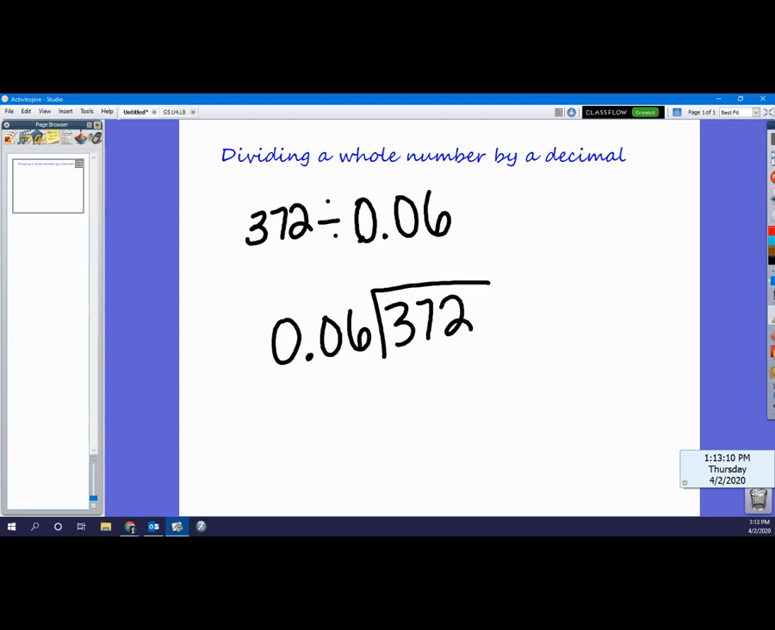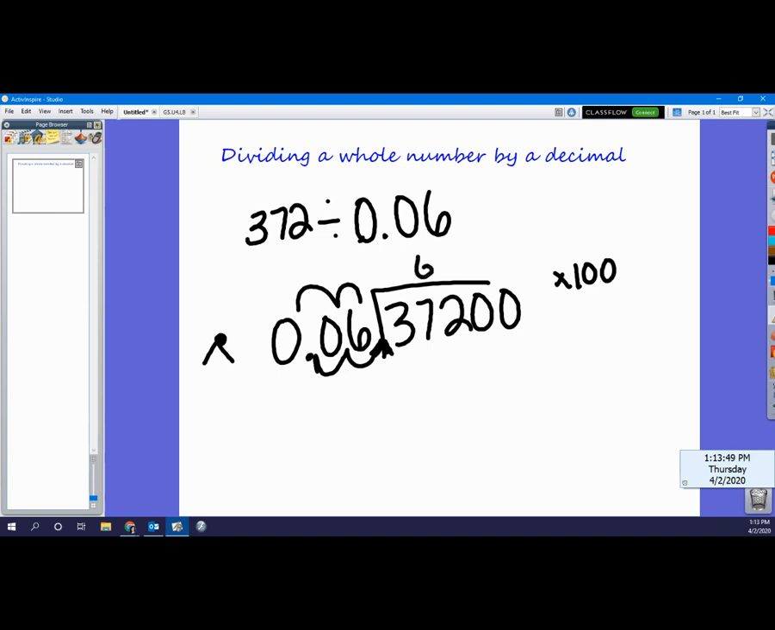So this time I need the 6 to jump twice forward, 1, 2. So I'm going to be multiplying times 100 to get that 6 in front of the decimal, which means that on the 372, I'm multiplying times 100. So instead of writing a whole new problem, I'm just going to take that decimal and go 1, 2. And I'm going to put a little caret there, meaning that the decimal is now there. Okay, so then I can just solve it like normal.